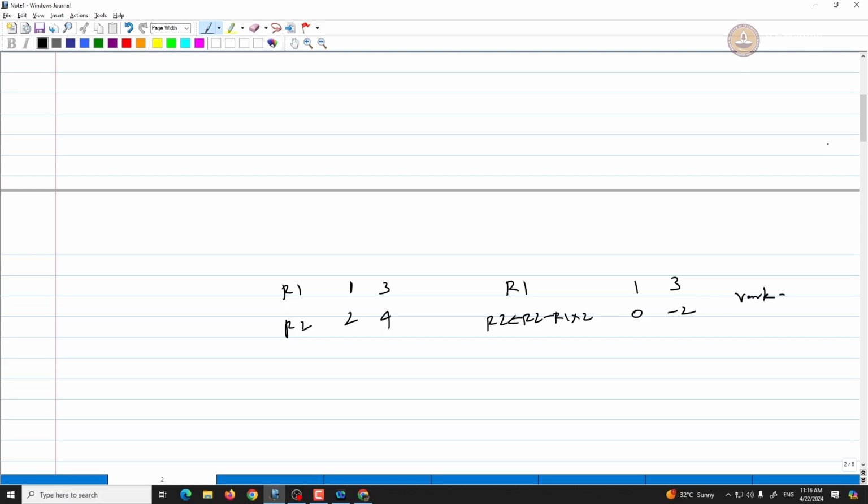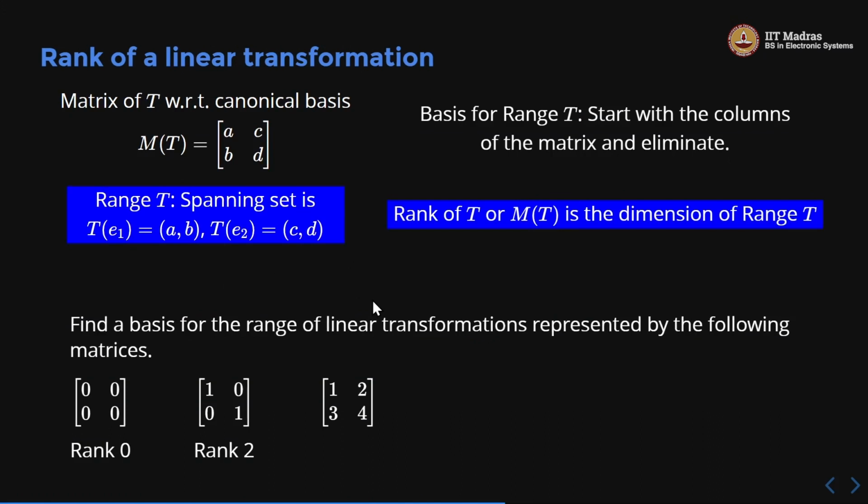And you will get rank equals 2. So these two are linearly independent. So they are also a basis for the range of T. Okay, rank 2. So it's very easy, right? It's just a 2 by 2 matrix, just 2 columns, very easy to do this.